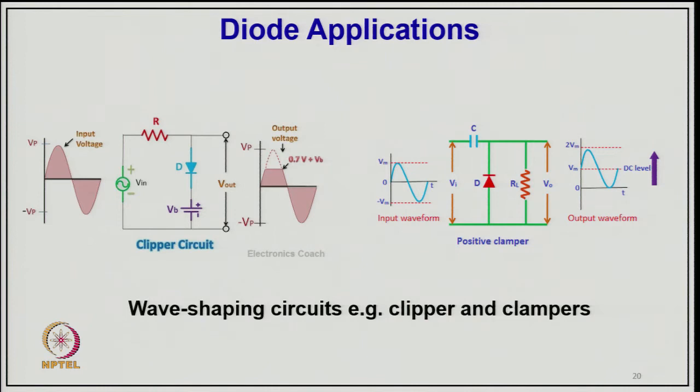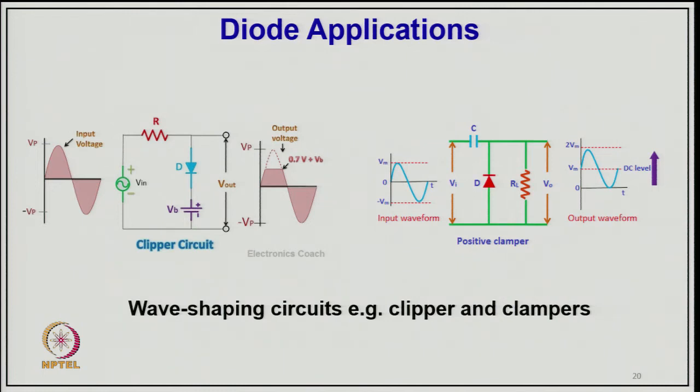A lot of applications are there, and we use wave shaping in clipper and clamper circuits. You can see here we have an input AC supply, a battery of some volt, a diode and a resistance. Here it will clip at 0.7 to plus VB on this side, and the negative side will pass through. So, the output will be of this shape.